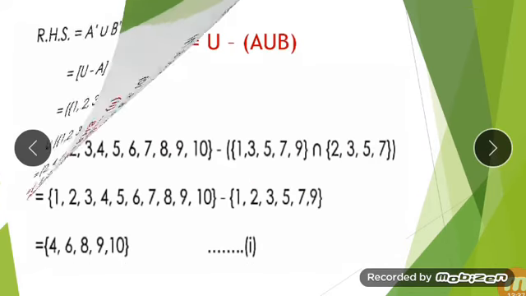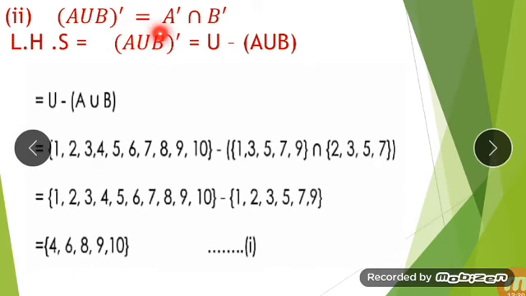Now let's go with the second part of De Morgan's law. It is that if we take the union and whole complement, so it will be equal to A complement intersection B complement. So first of all, let's go with the left hand side. Complement means A union B should be subtracted from the universal set.